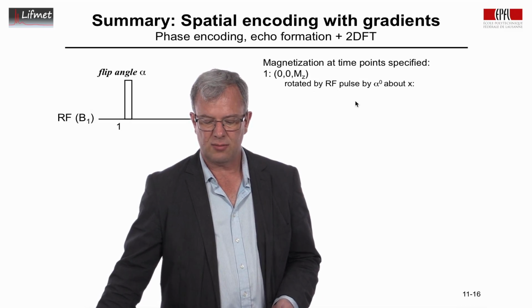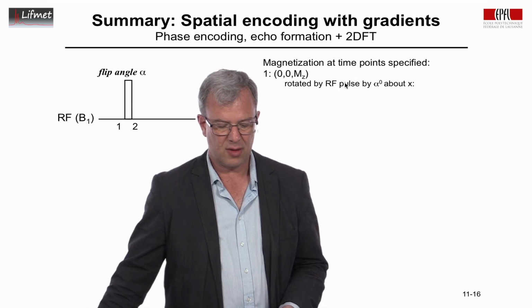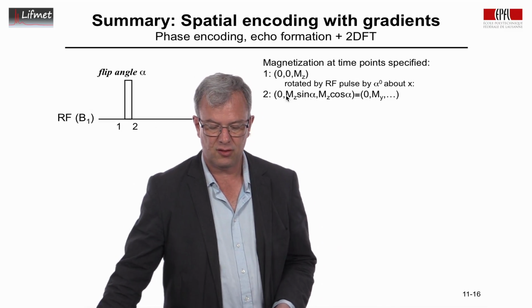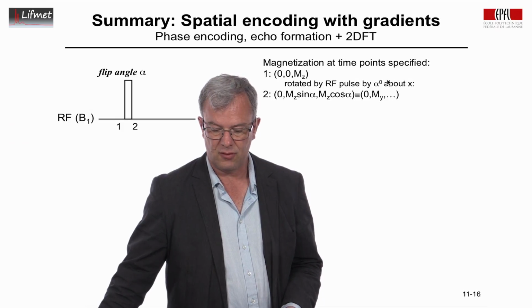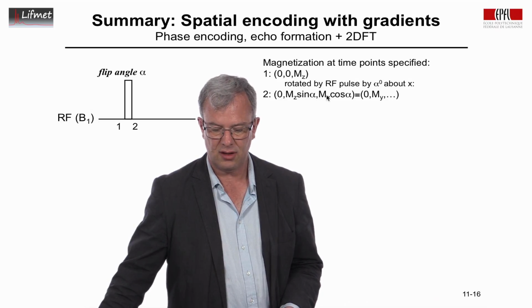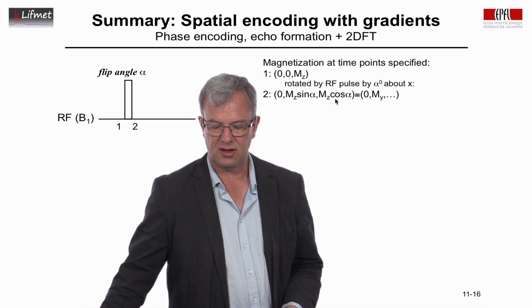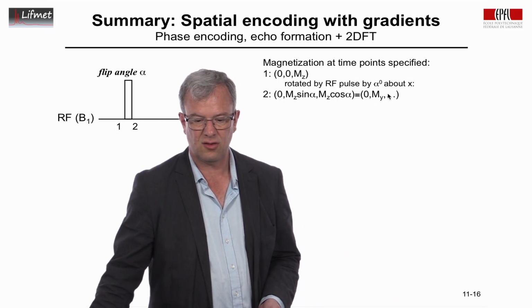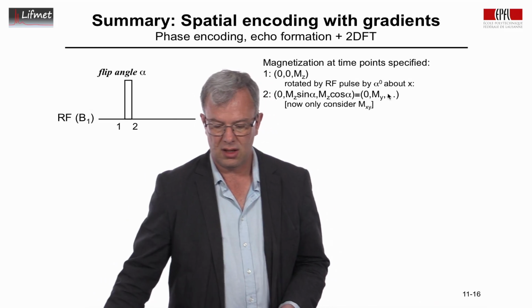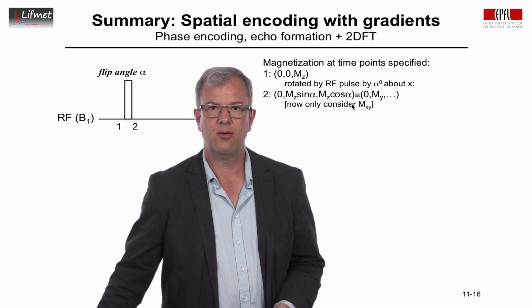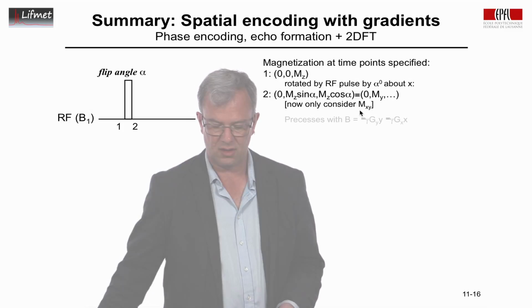This is being rotated by the RF pulse by alpha degrees about x, so at time point 2, we're rotating now about x in the rotating frame, so the y component is Mz times sine alpha, and the z component is Mz times cosine alpha. And now we'll just be interested in what's happening in the transverse plane, so we'll forget about the longitudinal component. We'll just consider now the transverse magnetization.